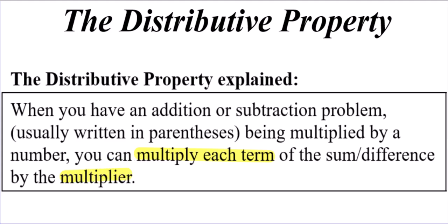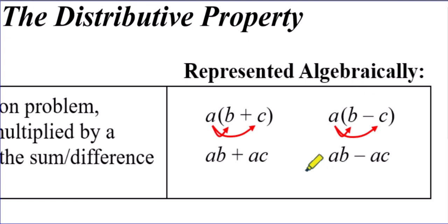Now, symbolically, using algebra, here's what this looks like. You're going to have either addition or subtraction inside of parentheses. And what you can do is you can take the multiplier that is sitting outside. When you have a number right next to parentheses, nothing in between, that means multiplication. You'll take the multiplier on the outside and you'll multiply it to not just the first term, but also to the second term. Same thing here. That's what the distributive property is.